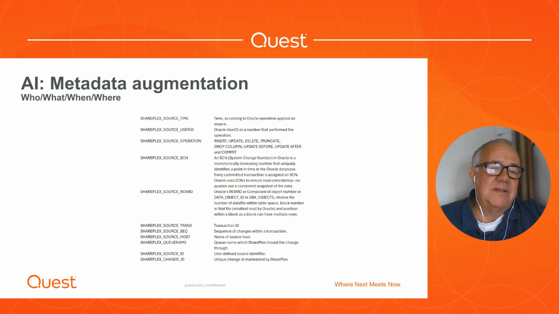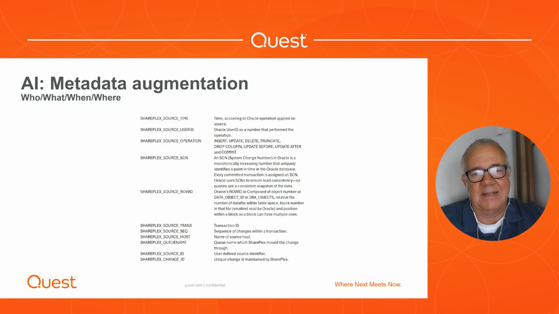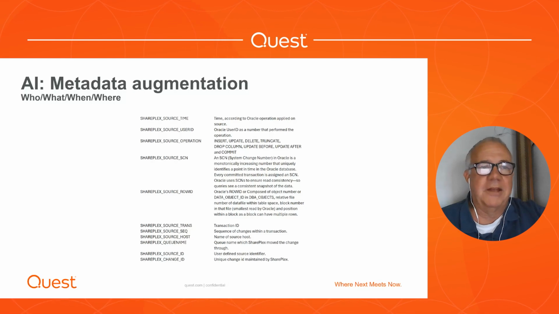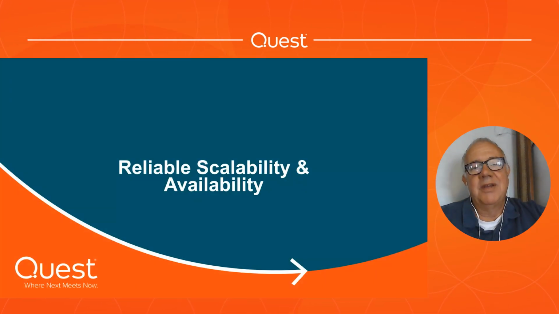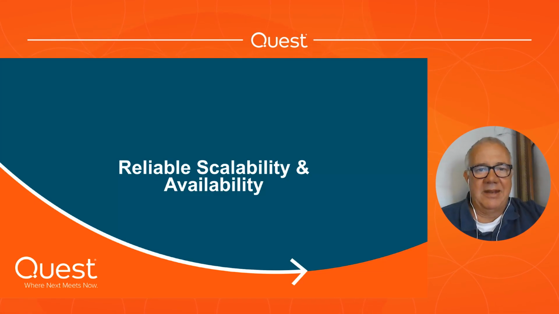Again, the effect of this is your AI's capabilities are only as good as the accuracy and completeness of the data. This is as good as it gets, and it's extremely low overhead. Let's talk about our next use case: reliable scalability and availability.